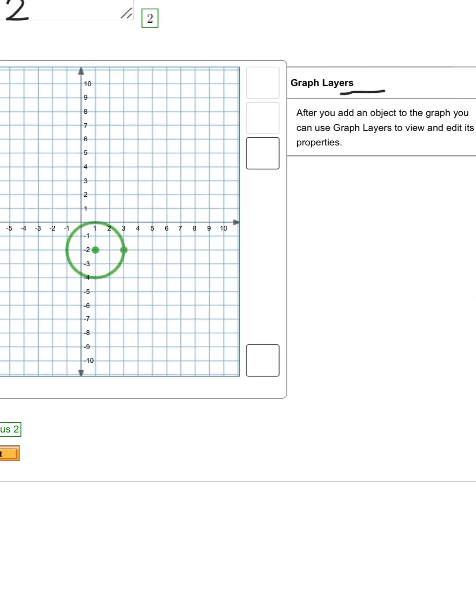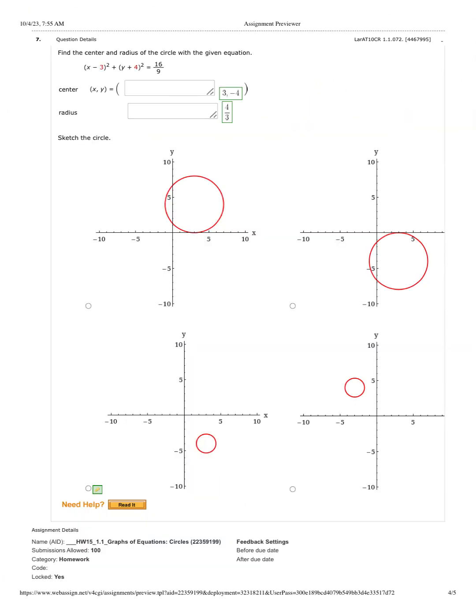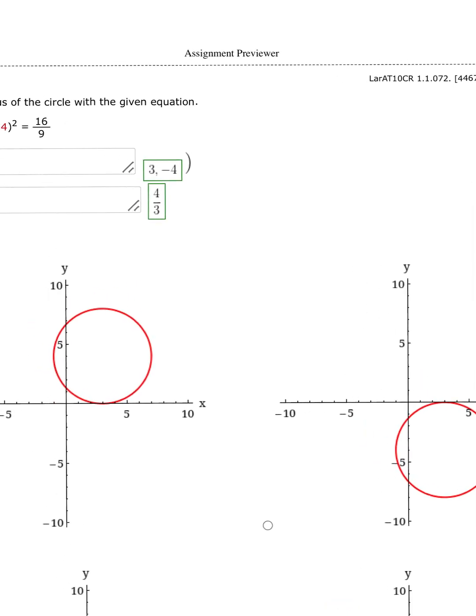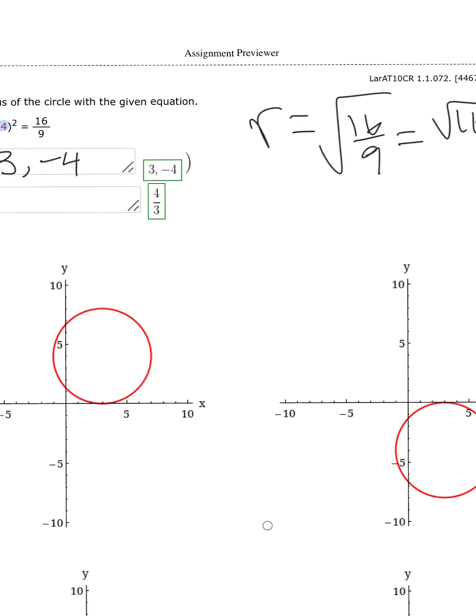All right, so then there's another one like that. Number 7, very similar. I think we get multiple choice. Okay, so I'm going to change the signs here, and that will give me (3, -4). And then the radius is equal to the square root of 16 over 9, which is the same thing as the square root of 16 over the square root of 9, which is 4 over 3. So my radius is 4/3. And then you would just pick the circle that matches.